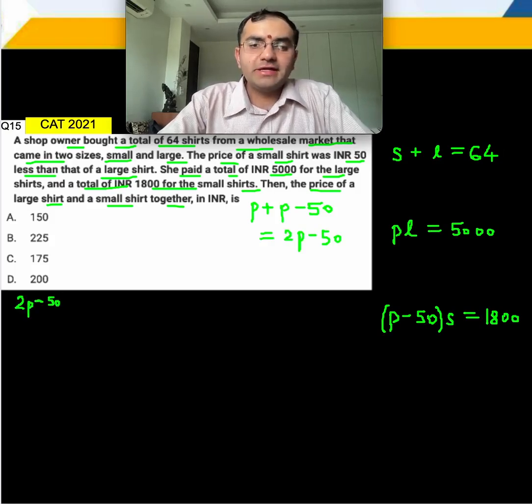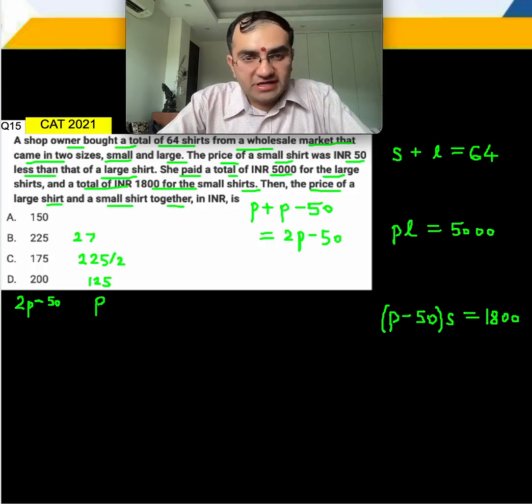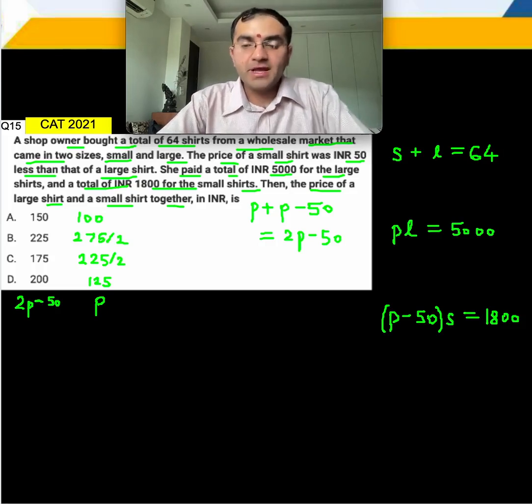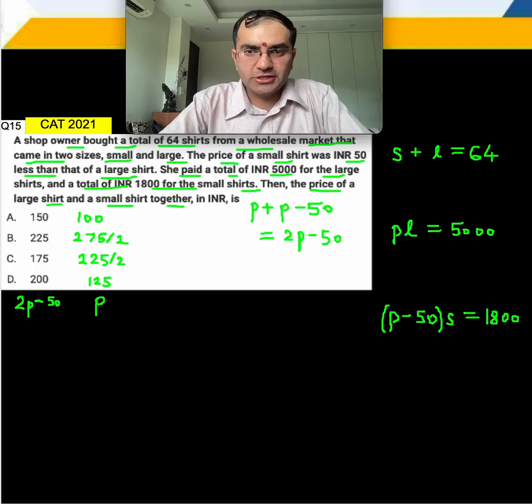If I have 2P minus 50 over here, what would be the value of P according to the options? Let's look at D part. 200 plus 50 upon 2, 250 upon 2 is 125. 175 plus 50, 225 upon 2. Then 275 upon 2. Then 150 plus 50, 200 upon 2 is 100. The best looking value of P is 100. Option A. Let me start with P as 100.